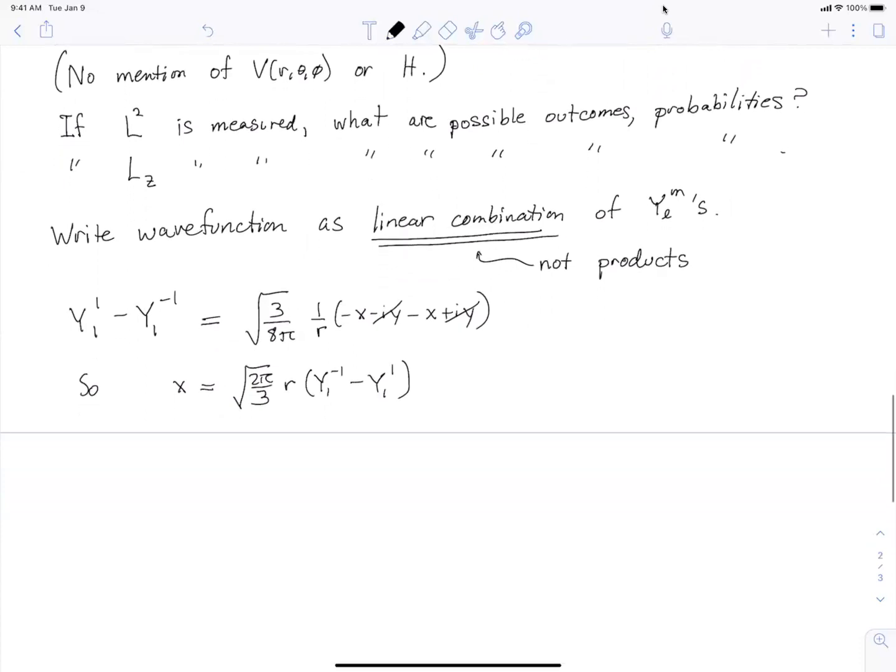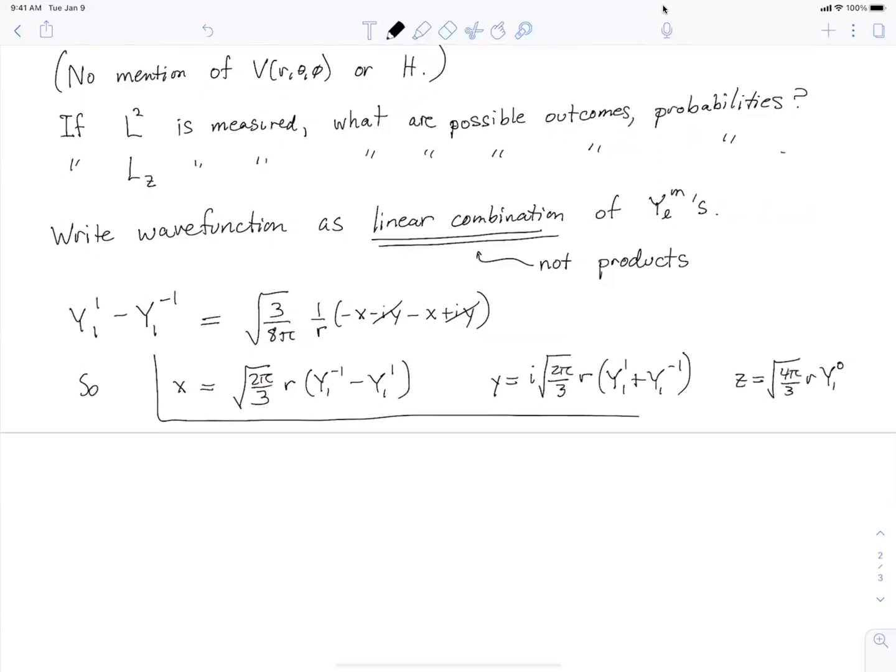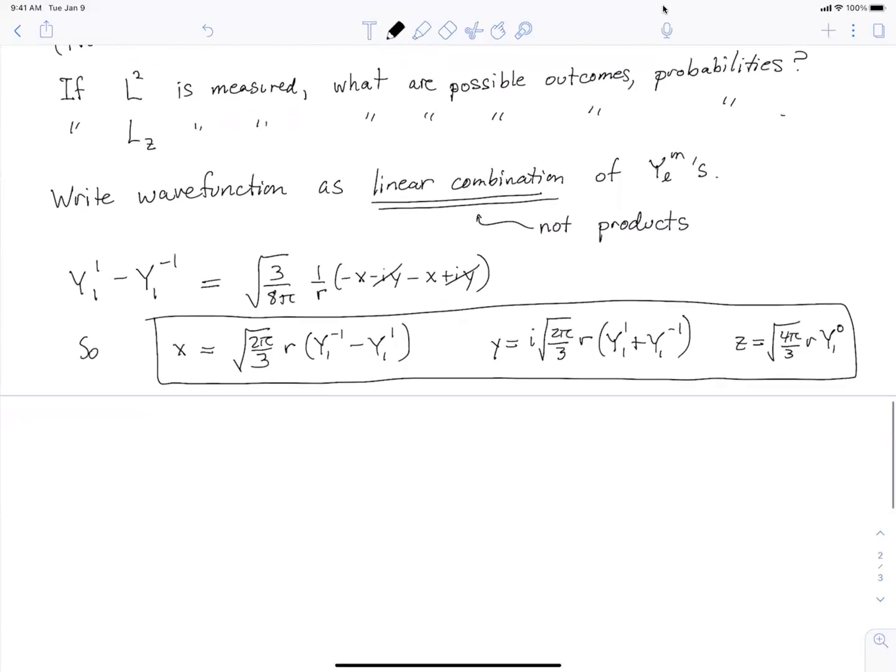And if you do a similar thing for y, you can discover that y is i times the square root of 2 pi over 3, the radial coordinate, times Y_1^1 plus Y_1^-1. And z is equal to the square root of 4 pi over 3 times r times Y_1^0. So we have a list of how to convert x, y, and z into spherical harmonics.